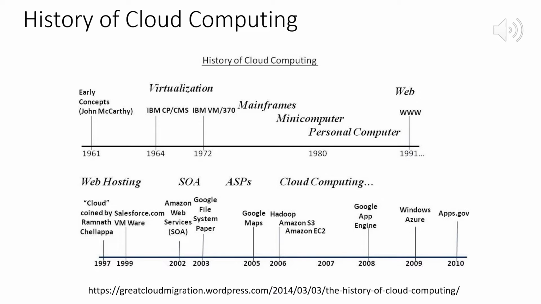Mainframes, minicomputers, and personal computers were developed between 1972 and 1991, and it was the golden age of the personal computer at that time. In 1991, the World Wide Web appeared, where we are sharing information through networked devices.